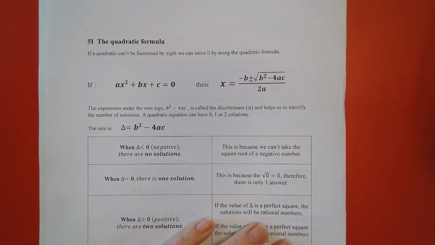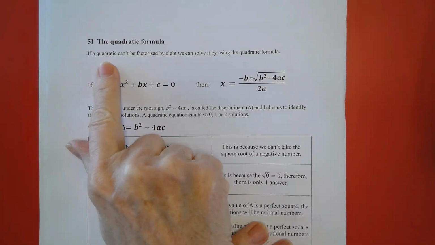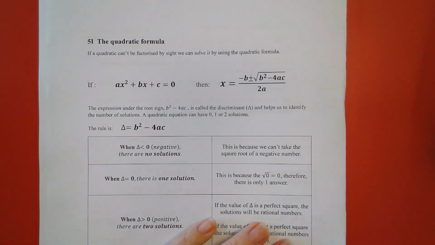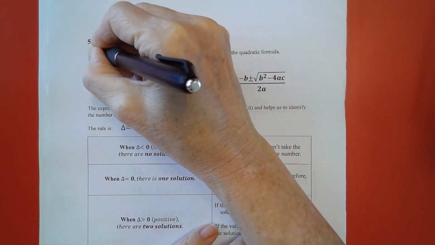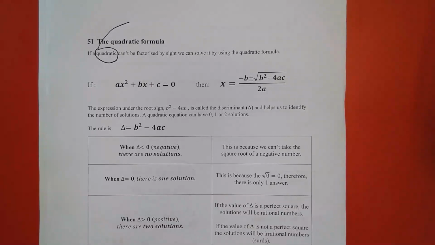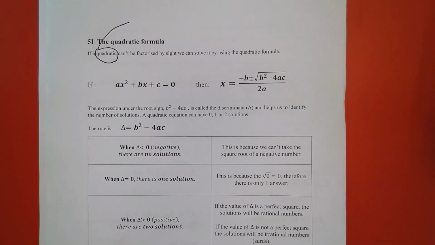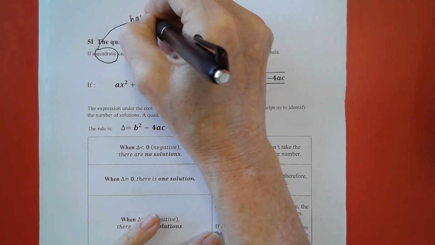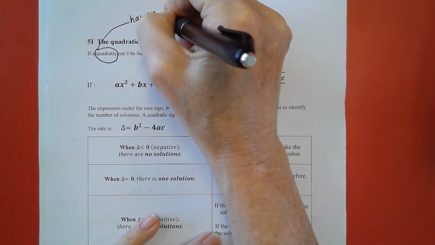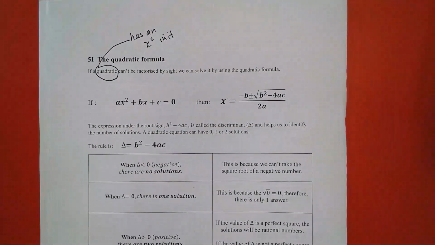So the quadratic formula. It says if a quadratic... what does that even mean? What's a quadratic again? What's a quadratic equation? It has an x squared in it. Okay, it has an x squared in it.